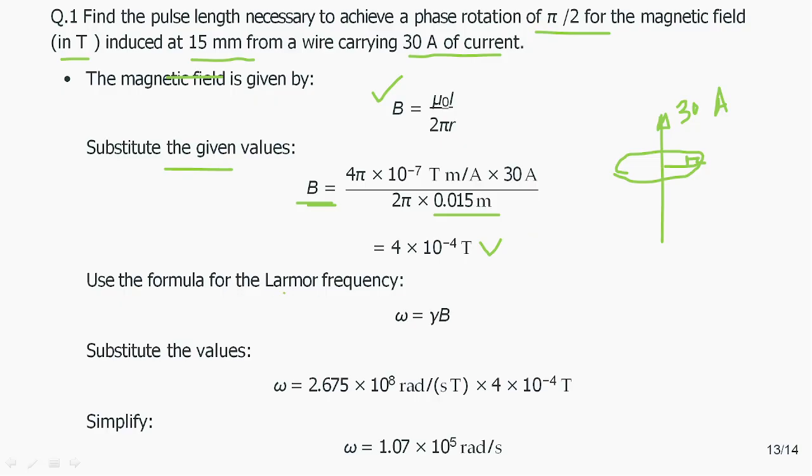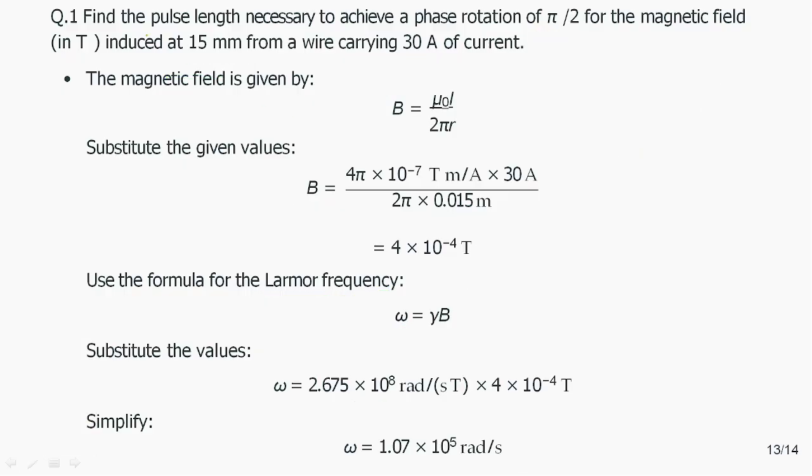Now we need to find out the Larmor frequency. This Larmor frequency is related to this equation, omega, or F, equals gamma B. B is 4 into 10 to the power minus 4 Tesla, and gamma, in the radian scale given in the previous slide, is 2.675 into 10 to the power 8. Now you can multiply these two to find the Larmor frequency. For this condition the Larmor frequency is found to be 1.07 into 10 to the power 5 radian per second.